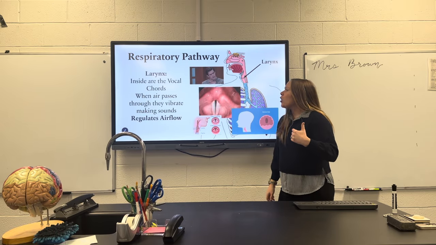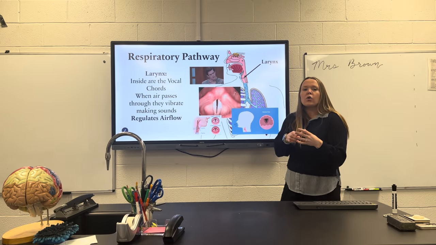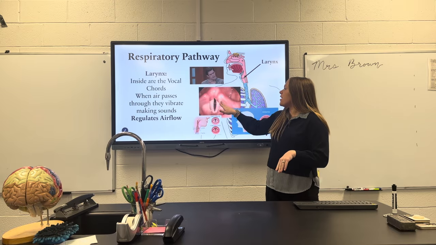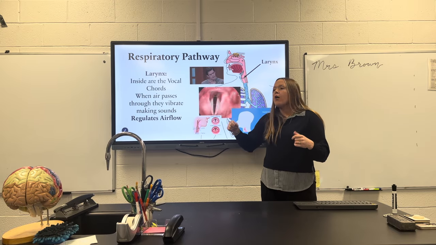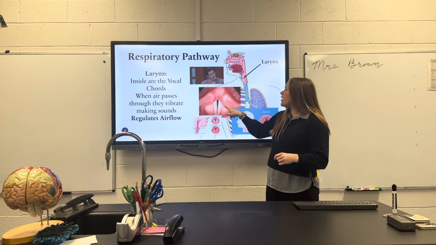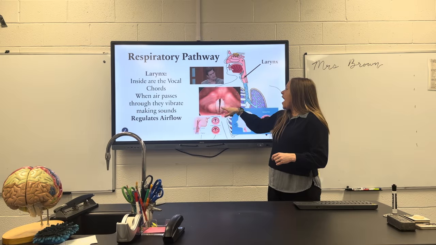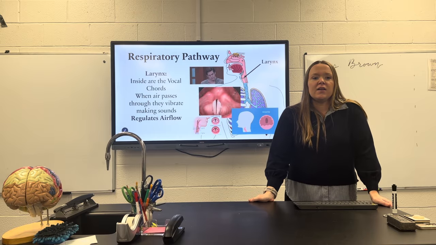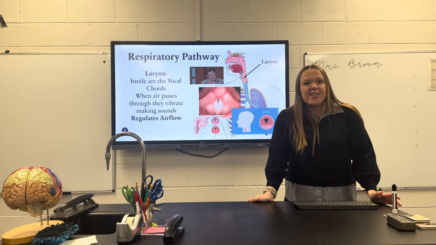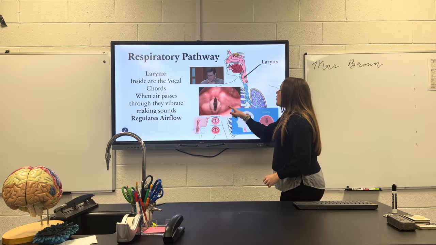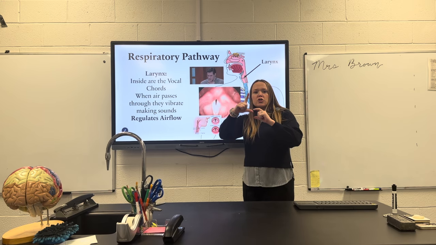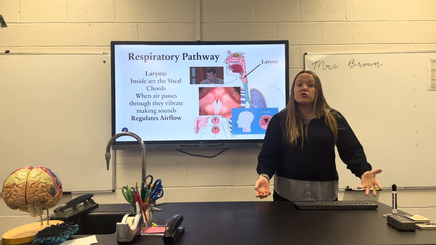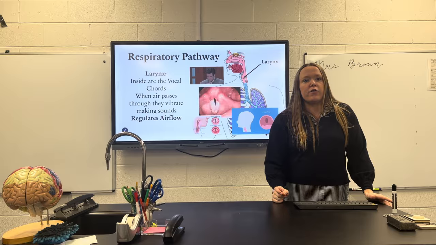And when air passes through the vocal cords, they vibrate. This is a gif of that, which makes sound. So what do you think's happening right here with this person as this is happening? What do you think's going on with them? They talking or singing? Yeah, they're singing. So you can see the vocal cords, as they stretch and change shape, that'll actually change the pitch and the tone of their voice.